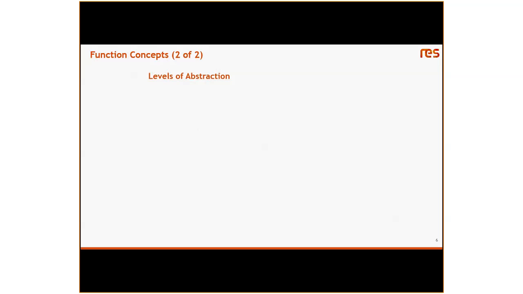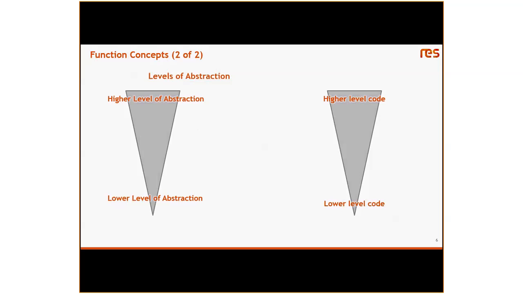And that's the second of the concepts that we need to deal with. The idea of abstraction is that you're trying to summarize something, to hide some details that aren't necessarily relevant at the level that you're looking at it. The other way of thinking about it is that you start at the high level of abstraction and you go down to a lower level. It's a similar concept to the idea of higher level code and lower level code.